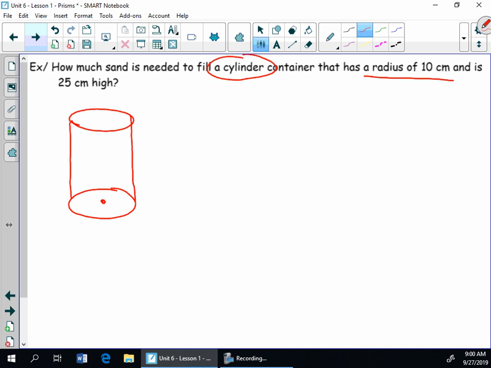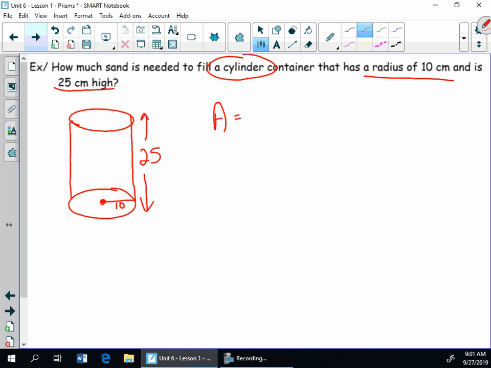There it is. It tells us it has a radius of 10. Okay, so halfway across the bottom must be a 10. And it's 25 centimeters high. So 25 goes from the top to the bottom. How much sand is needed to fill it? Well, filling something is what volume's all about. Let's find the volume of this shape.